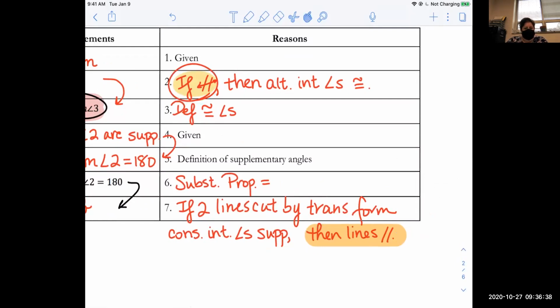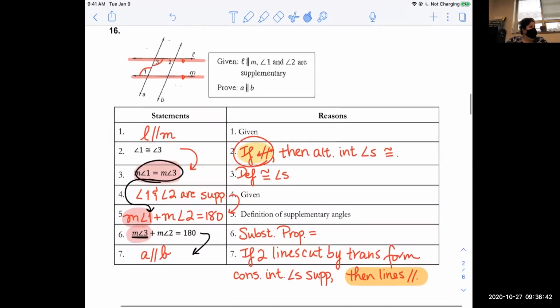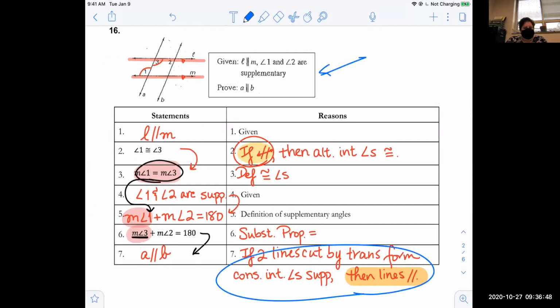There are not going to be proofs on your quiz, but we will be doing some proofs for 3-3, and that's kind of what this is. This is using the 3-3 theorem there.